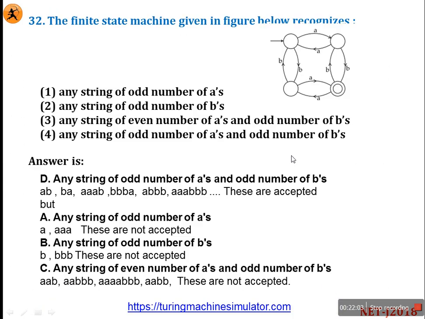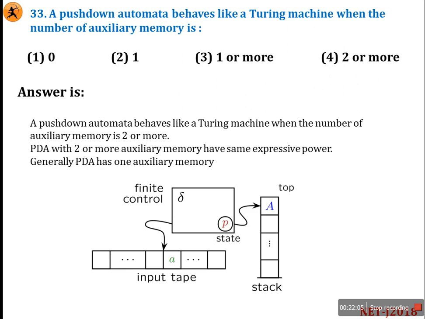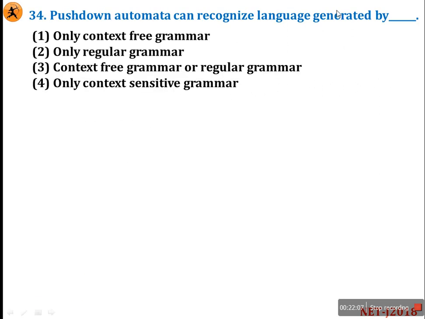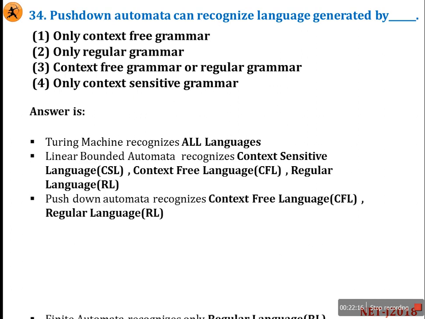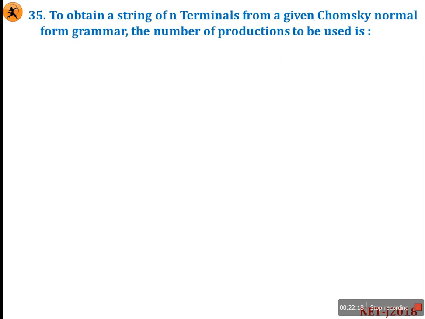They asked one question, that is 34th question. Pushdown automata can recognize context free grammar or regular grammar. It can read both the languages. Okay, this is 1 second I have given you. Then go for 35th question.